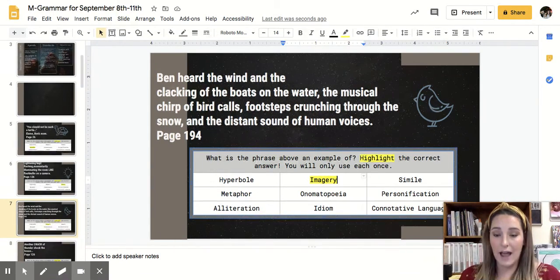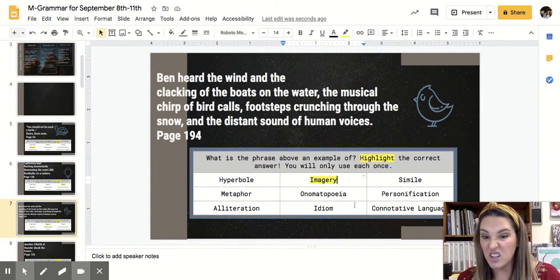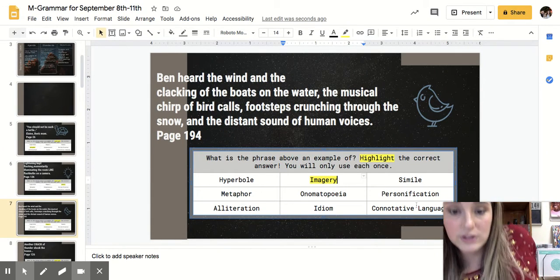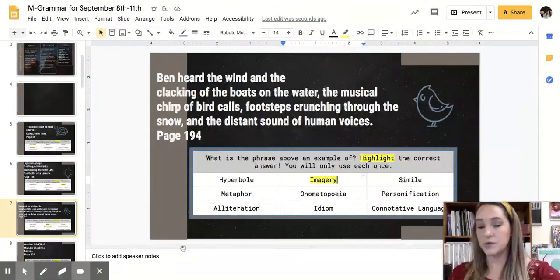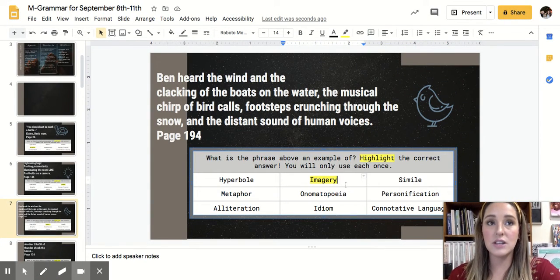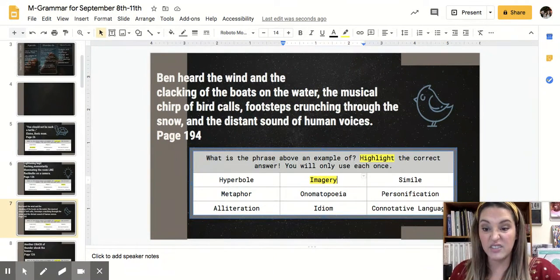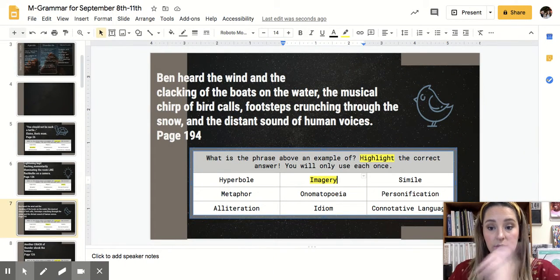Always choose imagery last. If you have a circumstance like this where you're using one of each, and you've already used metaphor, you've already used personification, I would definitely use imagery. Or you can skip it, come back to it once you've used the rest of them, because imagery is really involved in every fiction story that we read, all right?